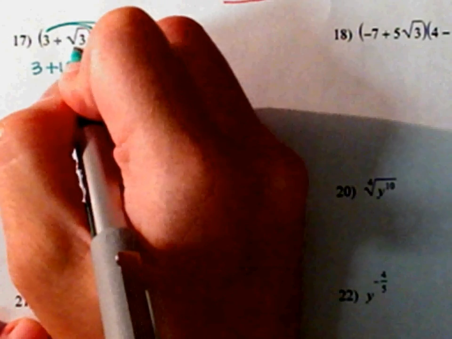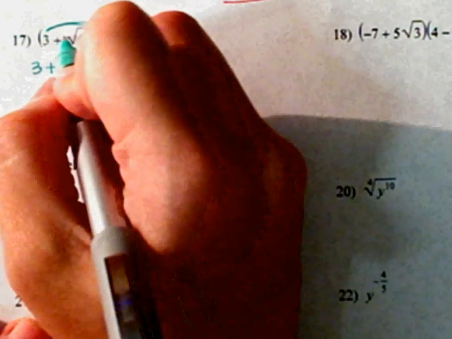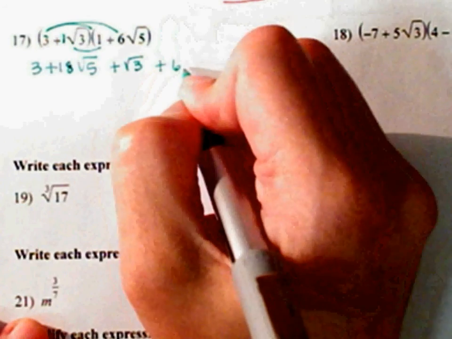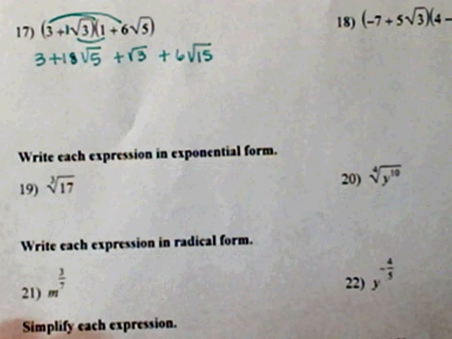Square root of 3 times 1 is plus square root of 3. Square root of 3, there's a 1 here. 1 times 6 is 6. Square root of 3 times square root of 5 is square root of 15. Okay? Combine your like terms if possible.